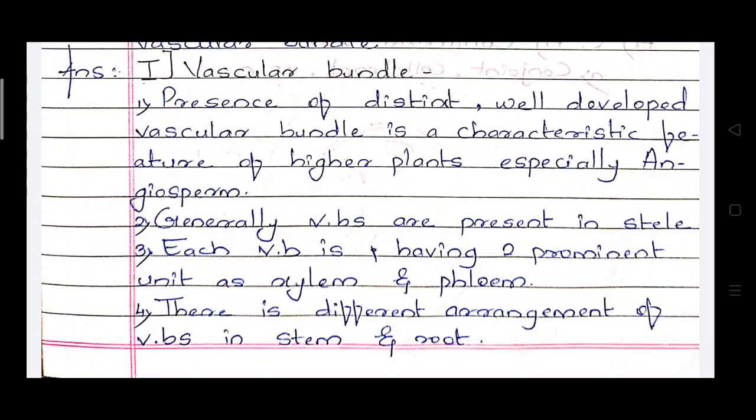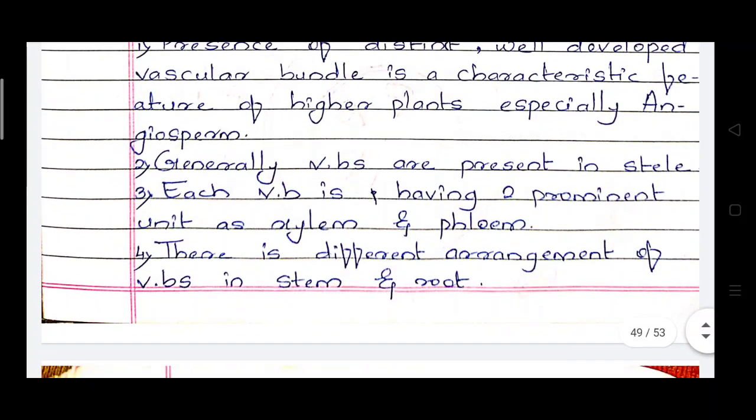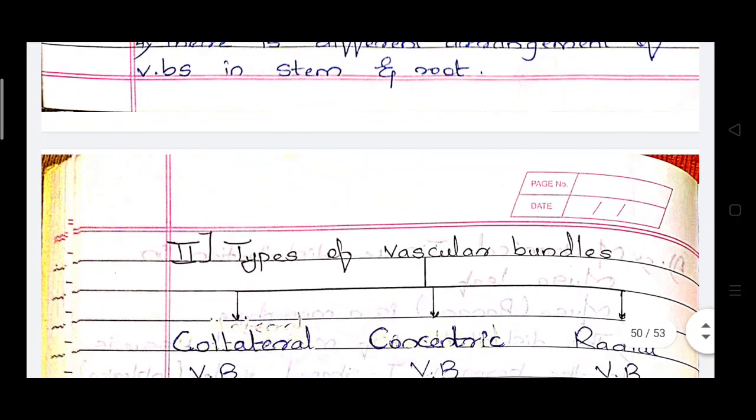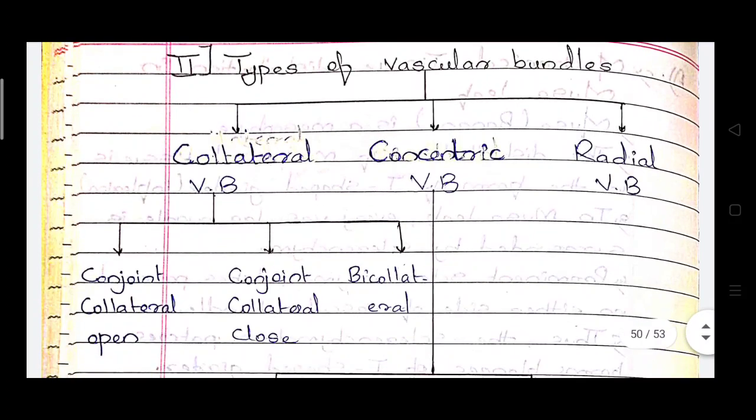Each vascular bundle has two prominent units, that is the xylem and phloem. The arrangement of the xylem and phloem will be different in the roots and the stem. This was discussed in previous videos. So let's start with the types of vascular bundle.